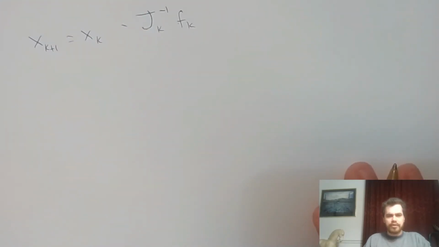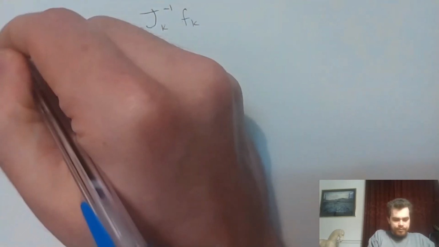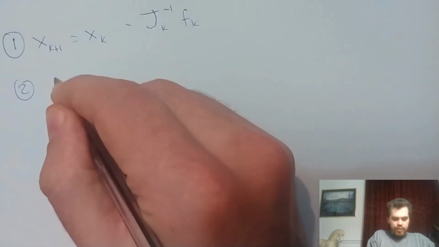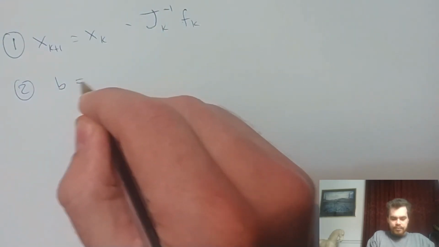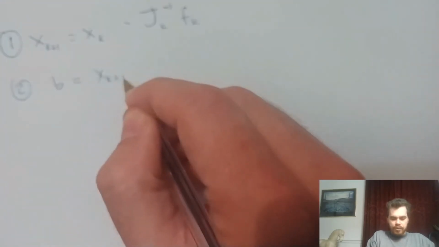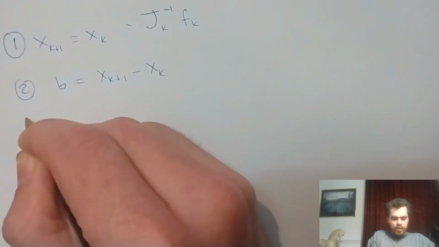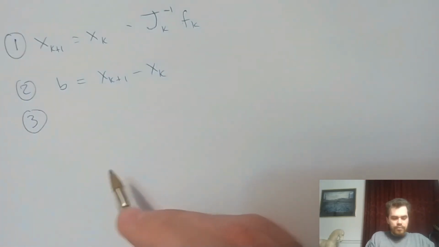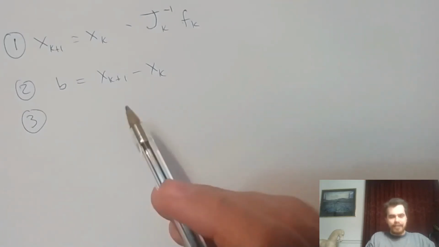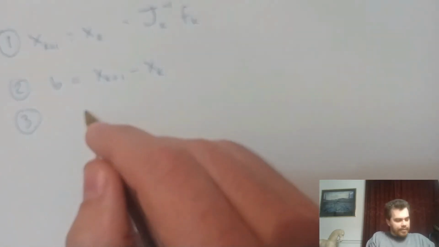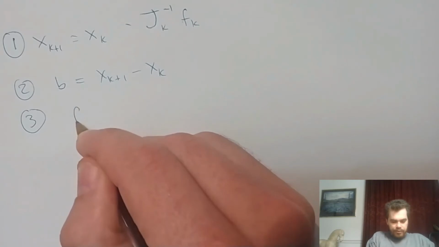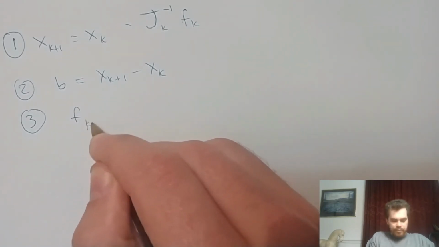Written out a little crudely, but you get the idea. Our second step, which you could interchange with the third step: step 2, get your b, your delta x, which is xk plus 1 minus xk. Step 3, I guess this really should be step 2, but step 3, evaluate f at fk plus 1.